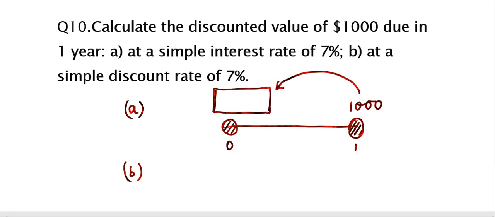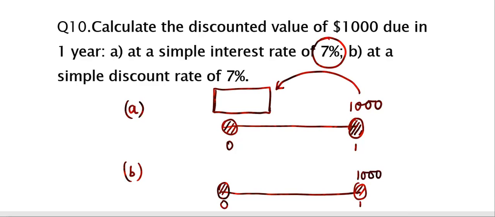Now what is given? Simple interest rate 7%, okay? And simple discount rate of 7%. If the discount rate is given, I can easily find it. Let me write part B, because you are finding the present value. Discount will be the direct way. So if d is given, I can write 1000 into 1 minus 0.07. d is given. I applied the formula 1 minus nd. n is 1 here, so this is the direct formula.